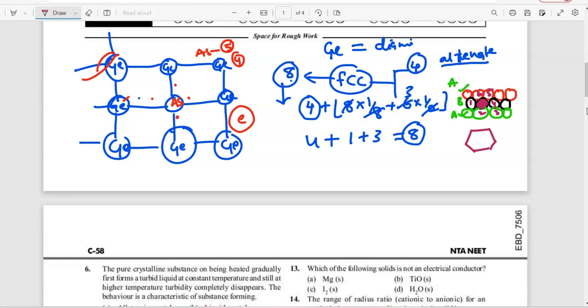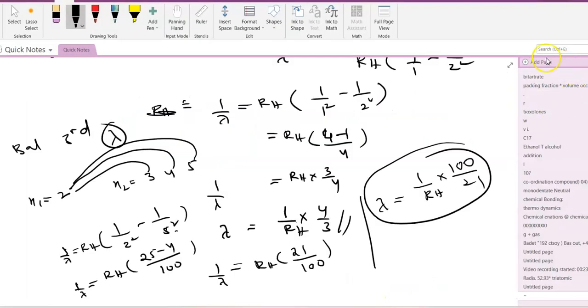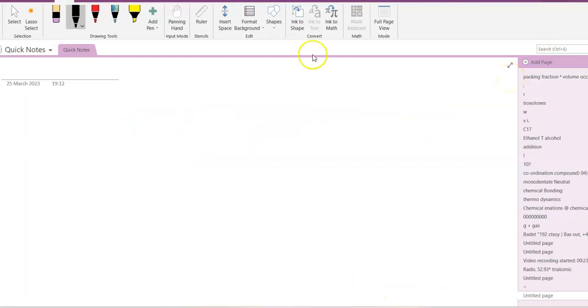So they are asking the packing efficiency of hexagonal close packing. First, what is the formula of close packing? That we will discuss first. What is the formula of close packing or packing efficiency? The packing efficiency formula will come like this.